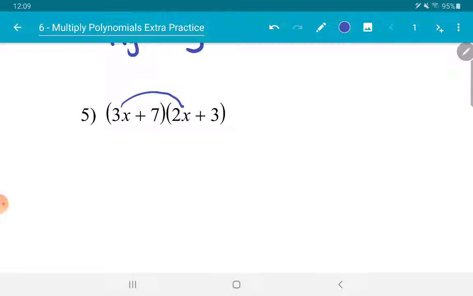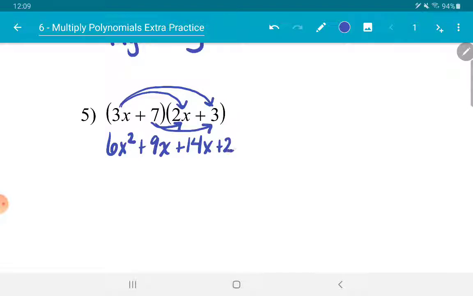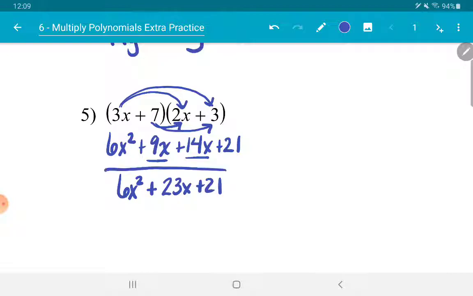So we say 3x times 2x, that would be 6x squared. Then we take that 3x and we multiply it to the other term. So that gives us 3x times 3, which is 9x. And then we take the 7 and we do the same thing. We distribute it to the second parentheses. So 7 times 2x is 14x. 7 times 3 is 21. Then we have like terms. So we have 6x squared plus 23x plus 21.